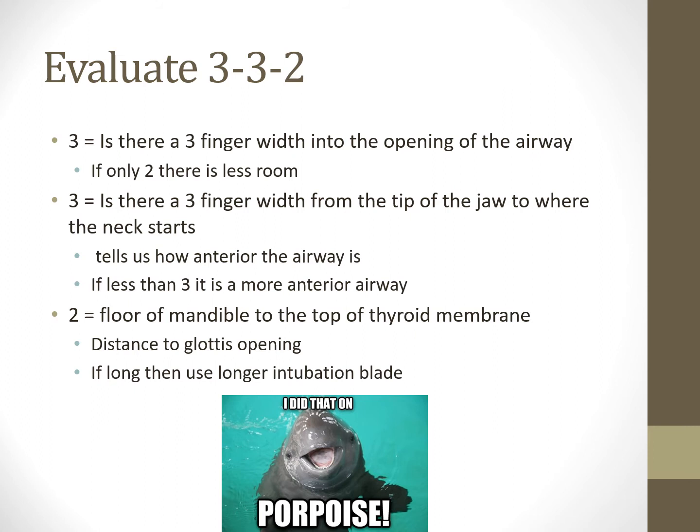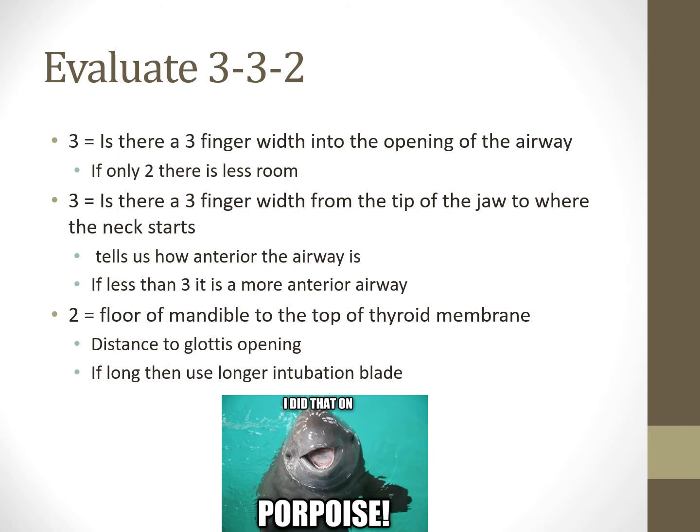So if there are only 2 finger widths, then it tells you the airway is very anterior, and you might have trouble seeing it, so you might need to do a Sellick maneuver. You might need to position the patient's head differently. You might need to use a Miller blade, right? If there's 3 or more, it's going to be less of an anterior airway.